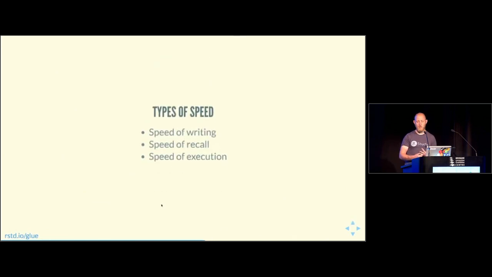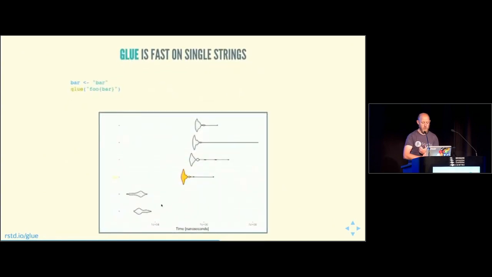So I mentioned glue is fast. So what do I mean by that? I think there's really at least 3 types of speed that people should keep in mind. There's the speed of how long it takes to write the code in the first place. The speed of recall, so that's the ability of yourself or others to understand what your code is doing. And then also the speed of execution. And I think glue is really designed to increase the speed of both writing and recall. But also, I think people are very interested in the speed of execution, so let's see how it compares there.